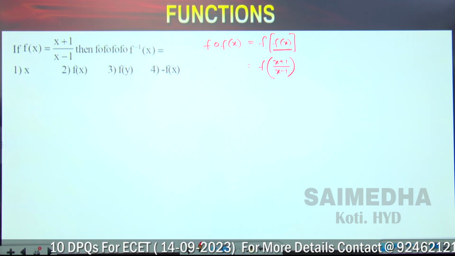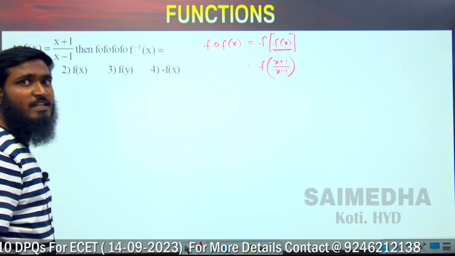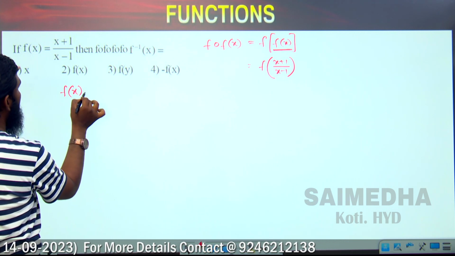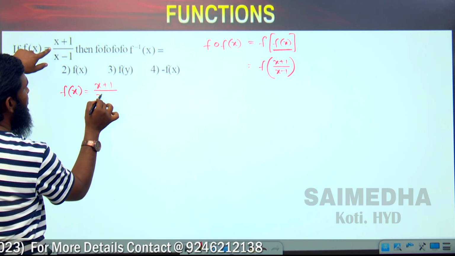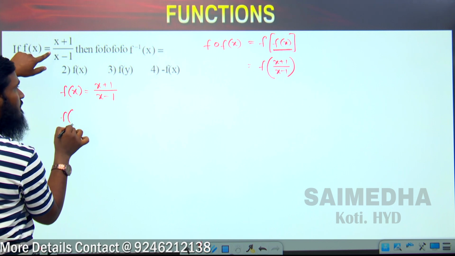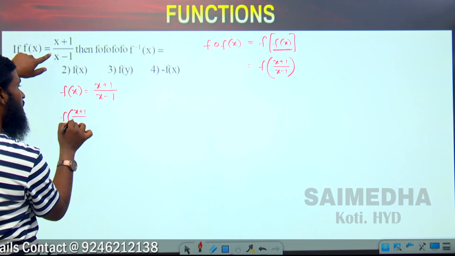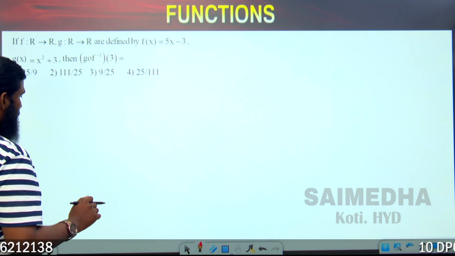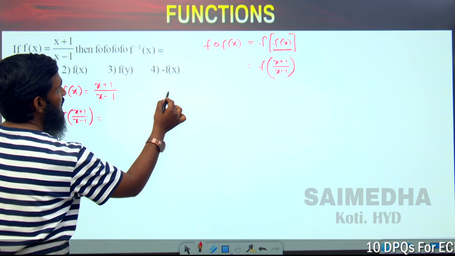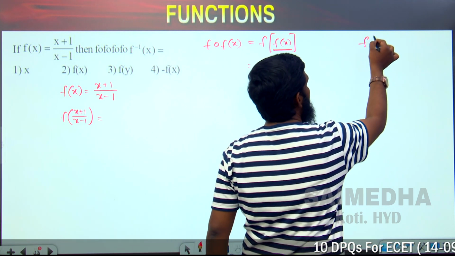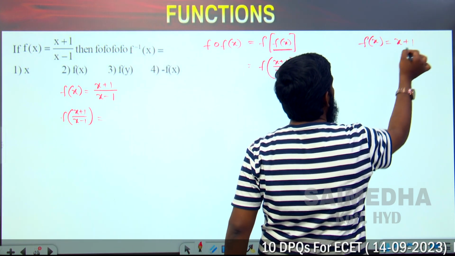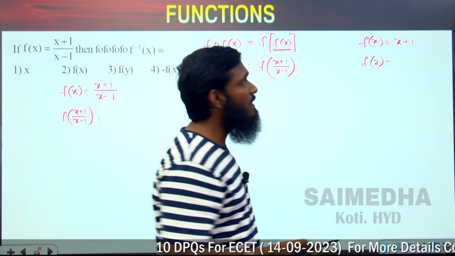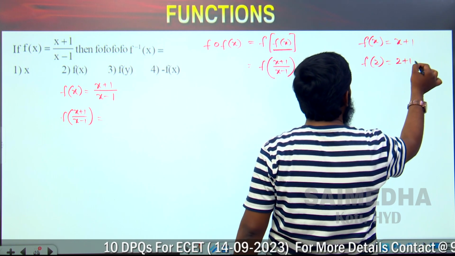Now we have to find the complete value of f of (x plus 1 by x minus 1). Listen carefully. f of x is x plus 1 divided by x minus 1, and we have to find f of (x plus 1 by x minus 1). What is the concept here? Suppose f of x is equal to x plus 1 and we want the value of f of 2. Then in the place of x we write 2 plus 1, which is equal to 3.